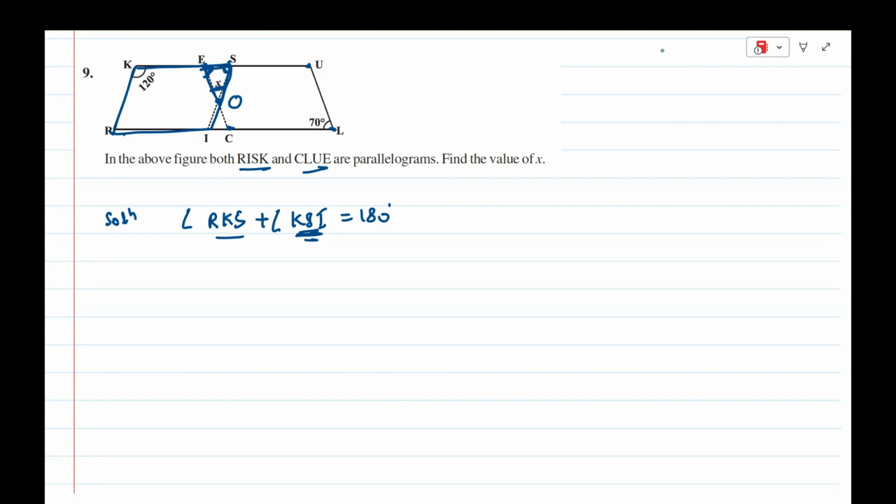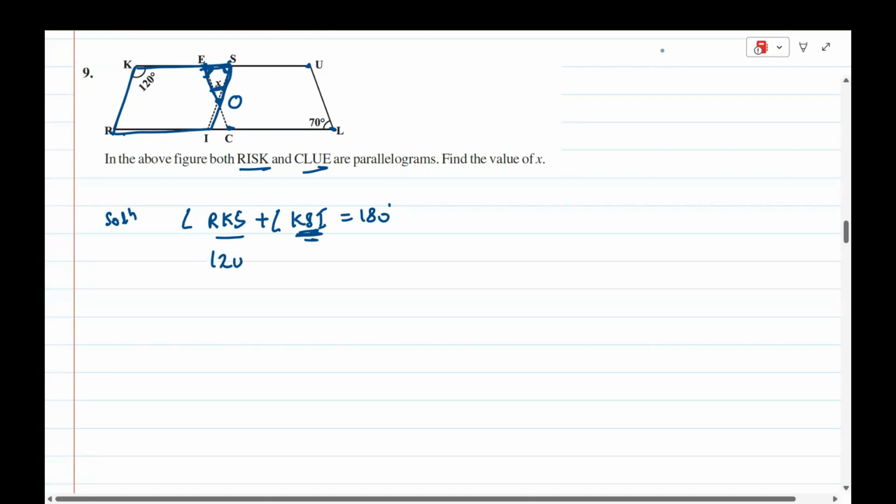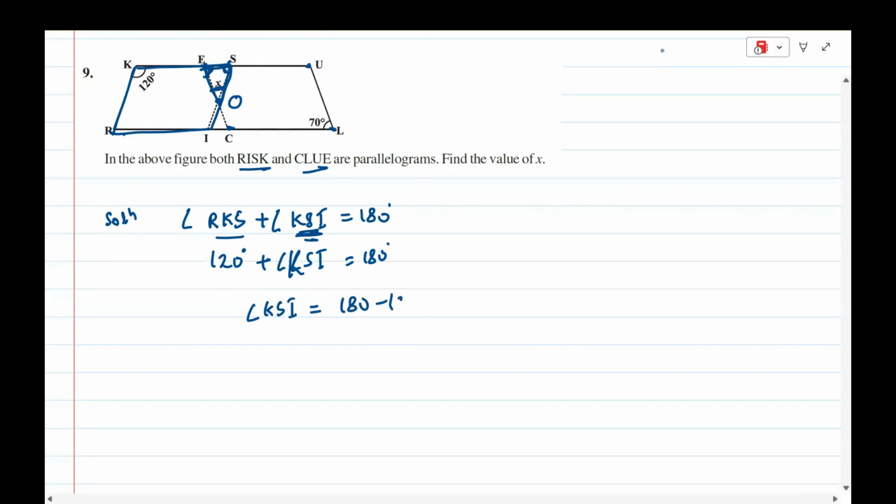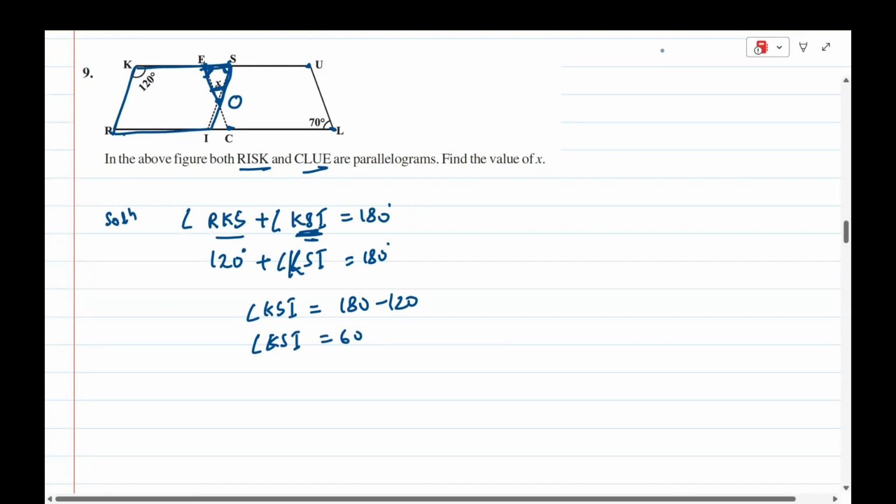Correct? Okay. So RKS is how much? 120 degree. Then KSI, here KSI I need to calculate. So angle KSI is 180 minus 120, which means angle KSI is 60 degree. Correct? Okay. Now, here you can write the logic. The logic is adjacent angles of parallelogram. So I'll just write adjacent angles. And this is for parallelogram RISK.